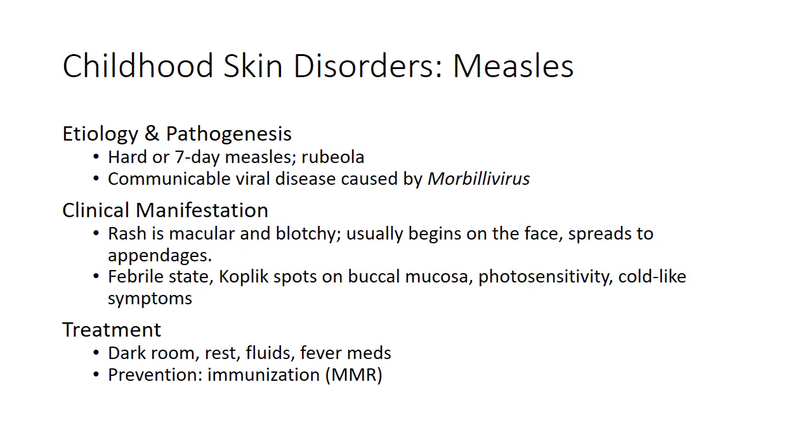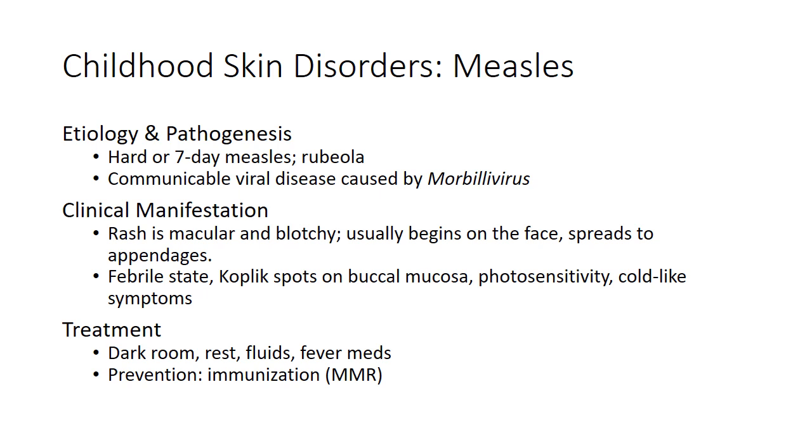Measles is another preventable childhood skin disorder that is also in that MMR that I just mentioned. So this is like hard measles or 7-day measles. It's a communicable disease. It's viral, caused by morbillivirus. And what we see is this rash that is really blotchy and macular. Usually it starts on the face and then can spread out to the arms and legs.